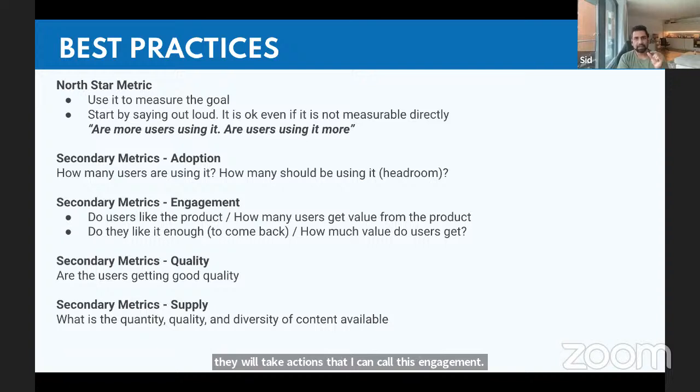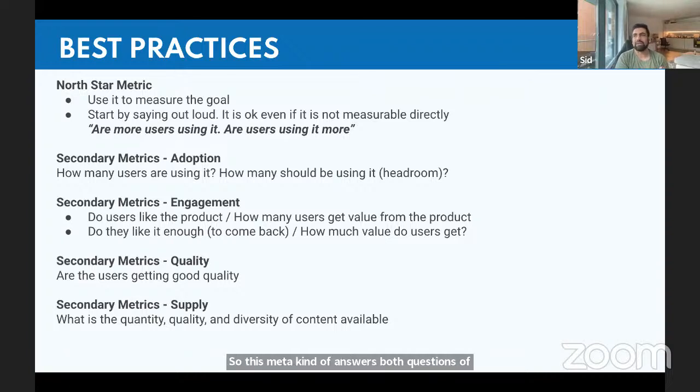If they like it, I would like to know how many users like it versus how many users don't like it. That's the second part of my question: how many users are getting value out of it? Do they like it enough to come back to it every day or every week or every month? It's a borderline retention metric, but in my mind, if they like it enough, they will be retained. So this metric answers both questions of retention as well as engagement.